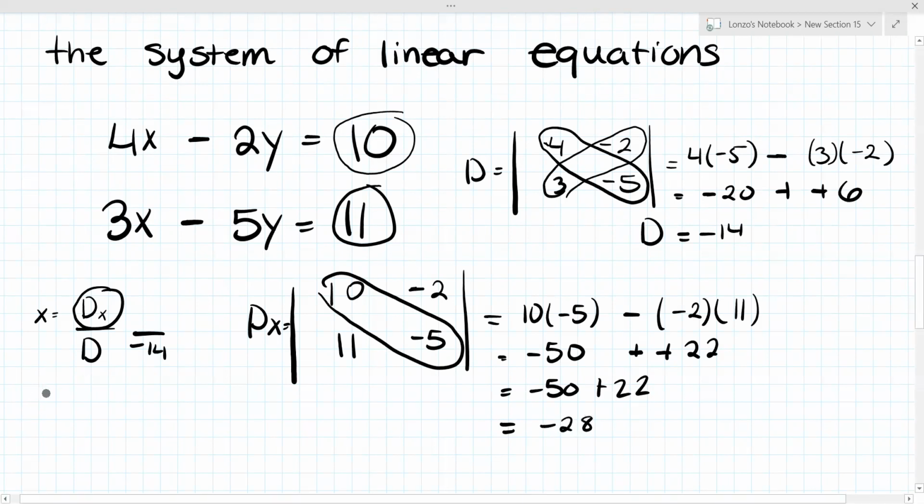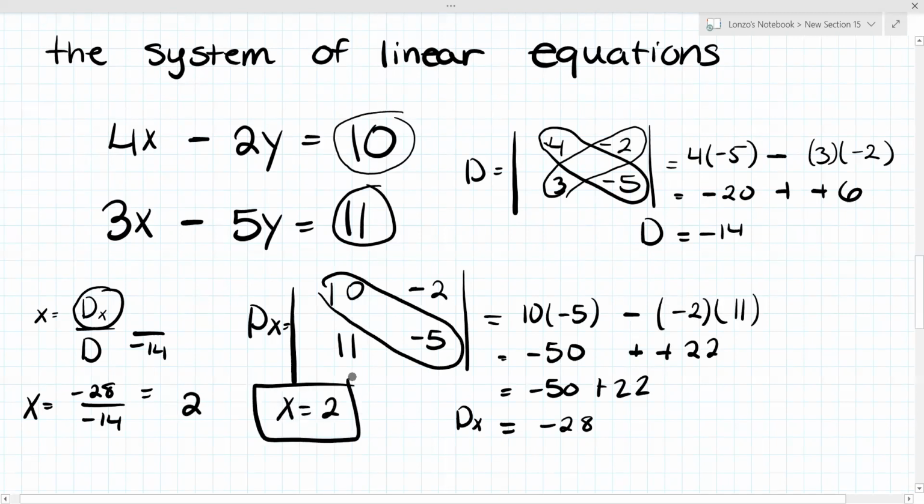Okay, so the x value: this is the determinant in respect to x, so it's going to be -28 over the regular determinant, which is -14. And -28 divided by -14 is +2. So your x value is +2. Okay, so that's how you find that.